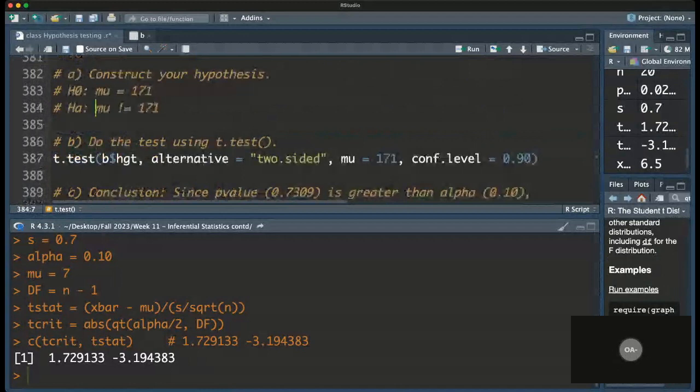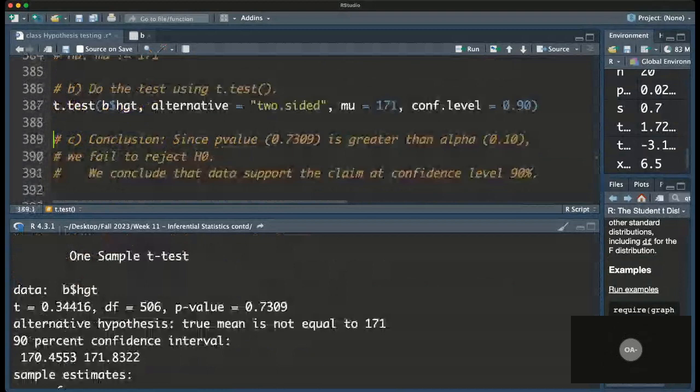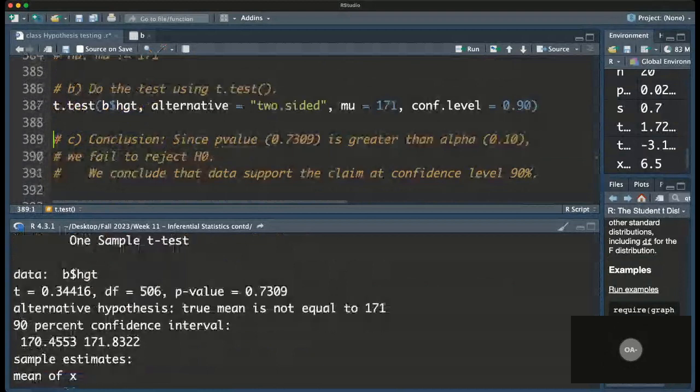Then our function call, t-test, that's a function, right? B$height is our data set. Alternative is two-sided because it's not equal, right? Our mu is what we're given as the claim, which is 171. Confidence level is 0.9. And if we run this, we will see what the report looks like. The report is right here.